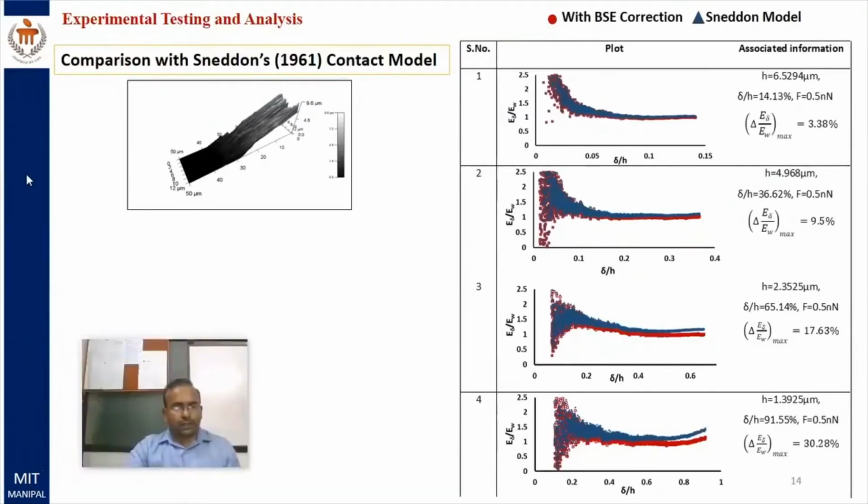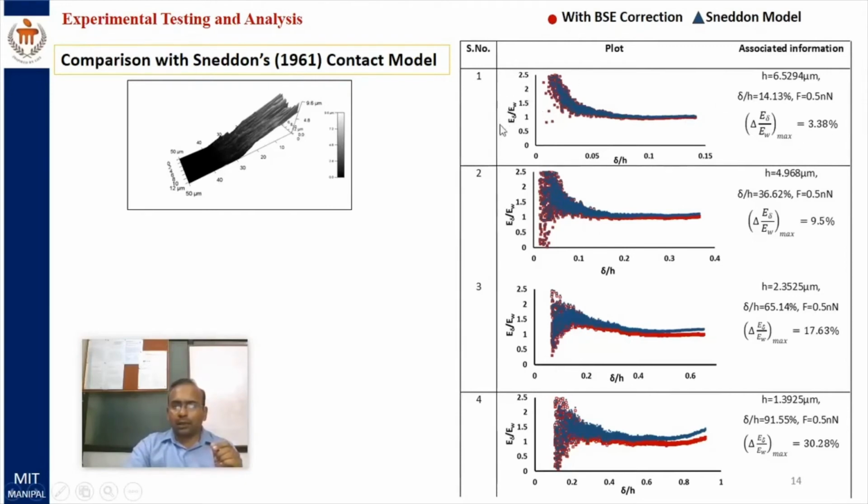In the first test, that is on a thin sample, we prepared a wedge-shaped polyacrylamide gel sample so that we can indent at different places, and we want to look at the influence of the substrate at higher delta by H values. And here the plot is between the non-dimensionalized elastic property against the delta by H value, and E delta represents the elastic property extracted from a single data point of a whole data set, while EW is the elastic property extracted using a curve fitting method.